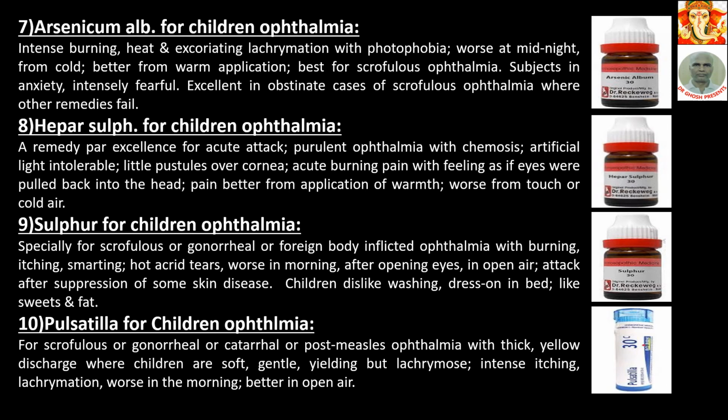Number 8, Hepar sulph for children's ophthalmia. A remedy par excellence for acute attack. Purulent ophthalmia with chemosis. Artificial light intolerable. Little pustules over cornea. Acute burning pain with feeling as if eyes were pulled back into the head. Pain better from application of warmth. Worse from touch or cold air.